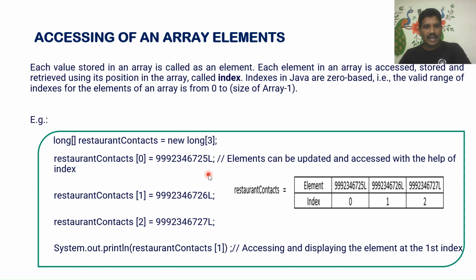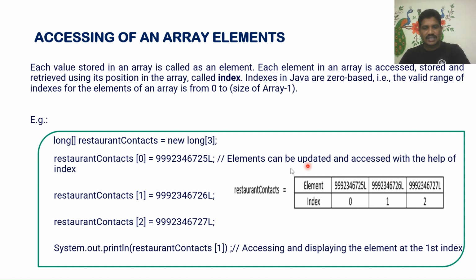This is the way we can access. If you want to access the individual elements, there is no need of the loops. See here, the array name is restaurant contacts. The size of the array is 3. Then I assign the values. Already you know index 0 value has been assigned, then index 1, index 2.